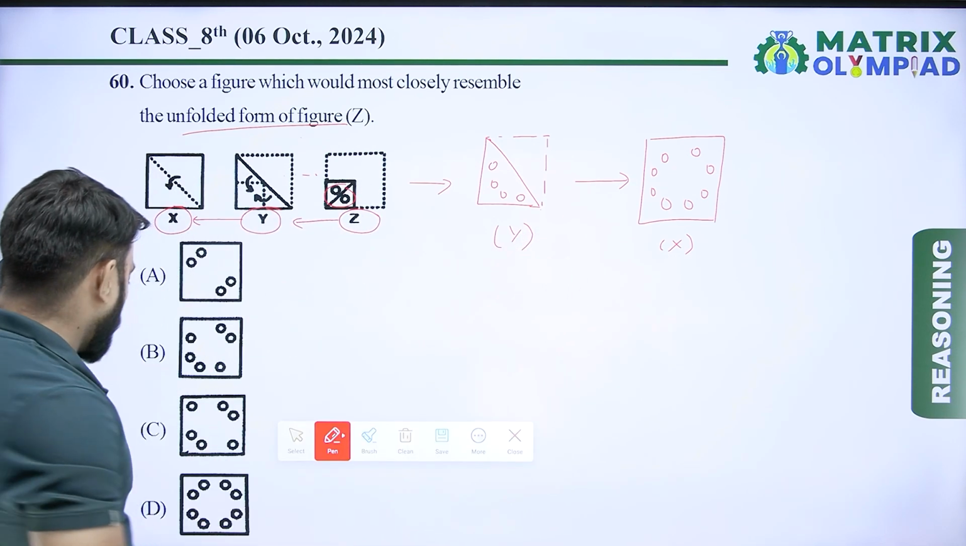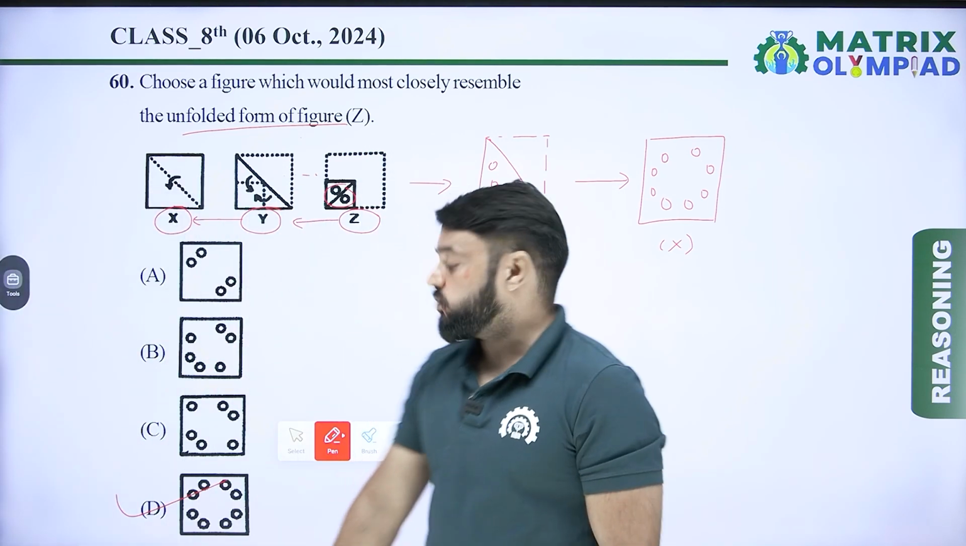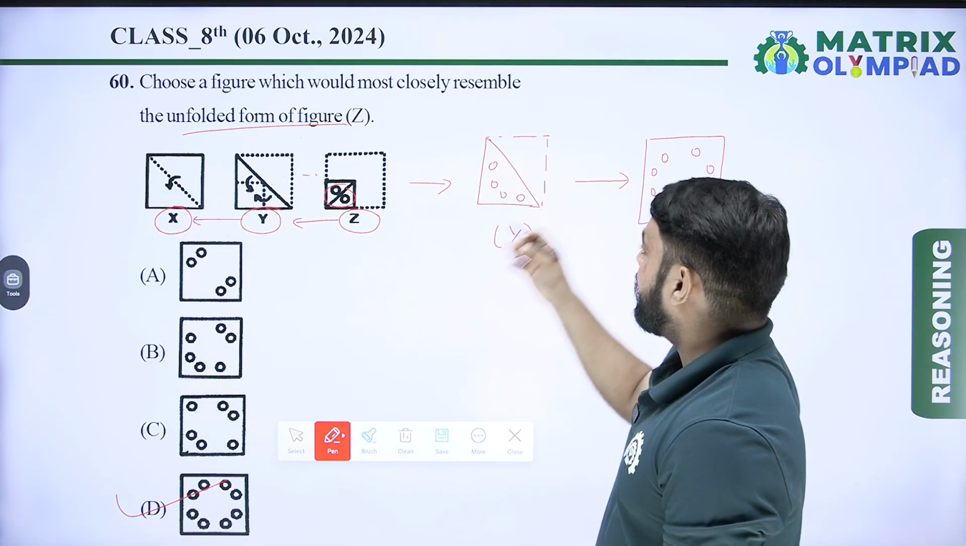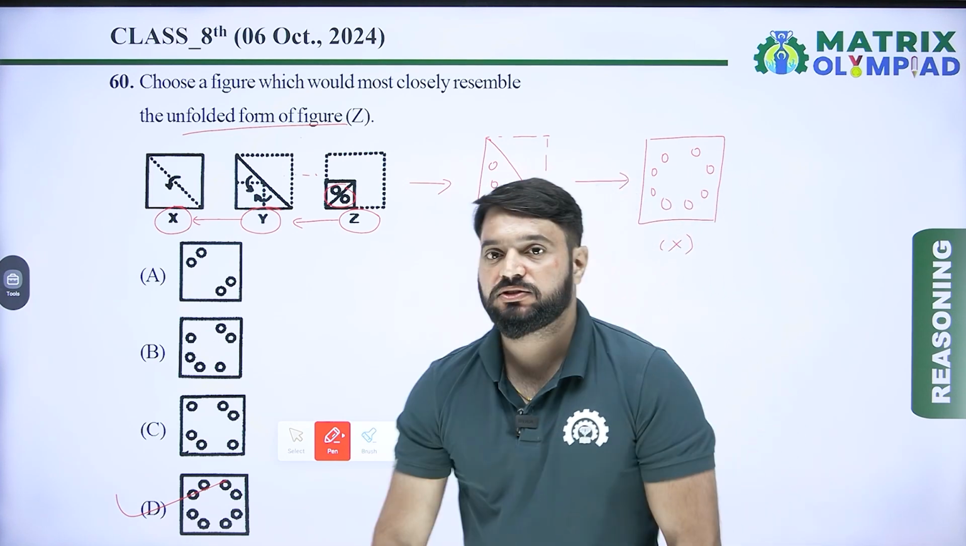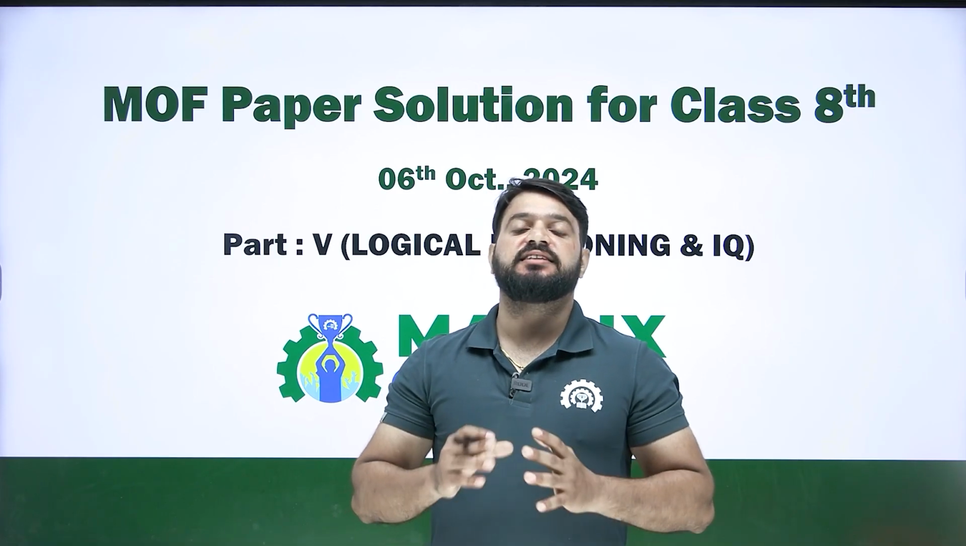So here option D is the correct answer of this question because option D shows the unfolded paper. So option D is the correct answer of this question. So we have finished the solution.